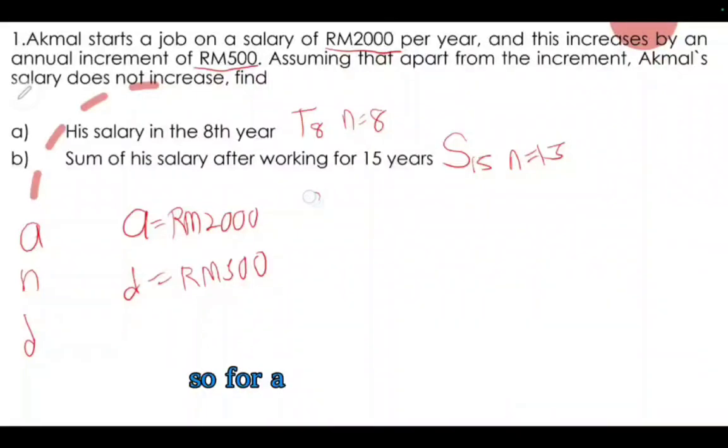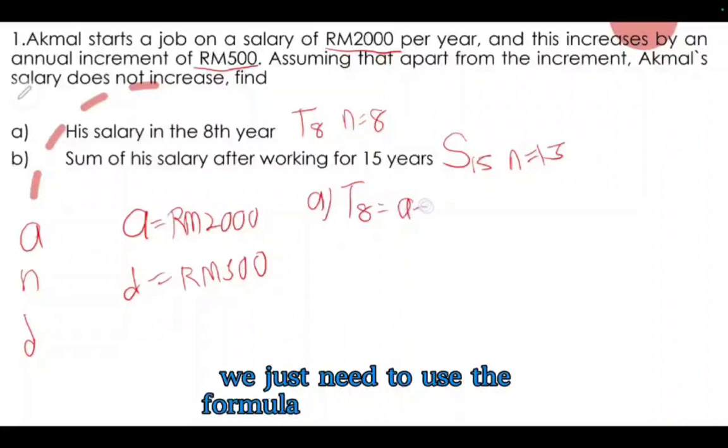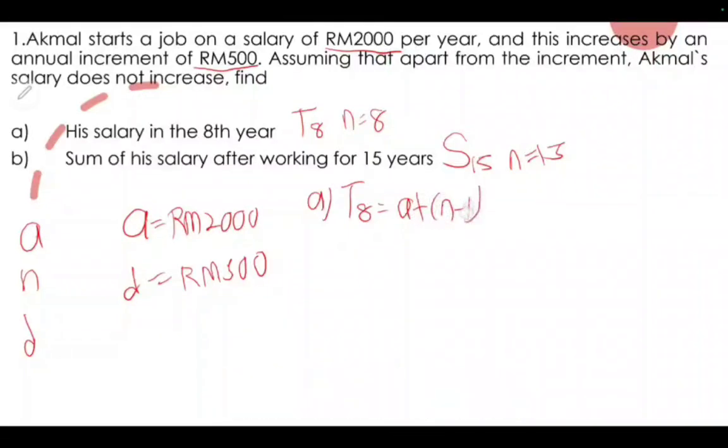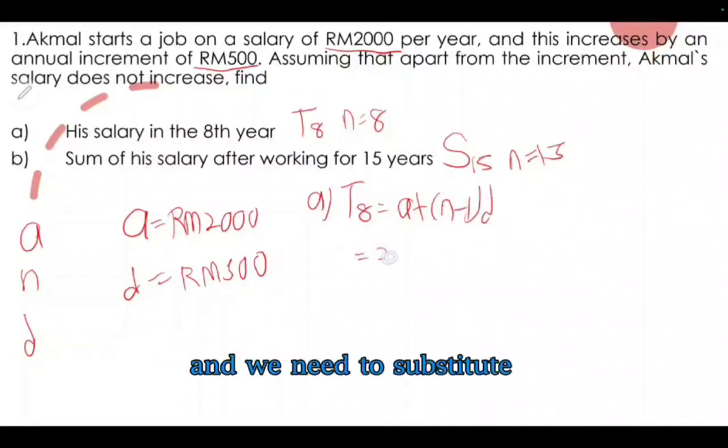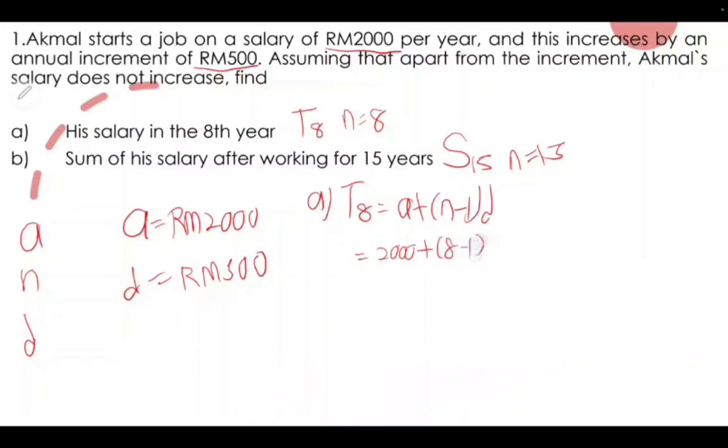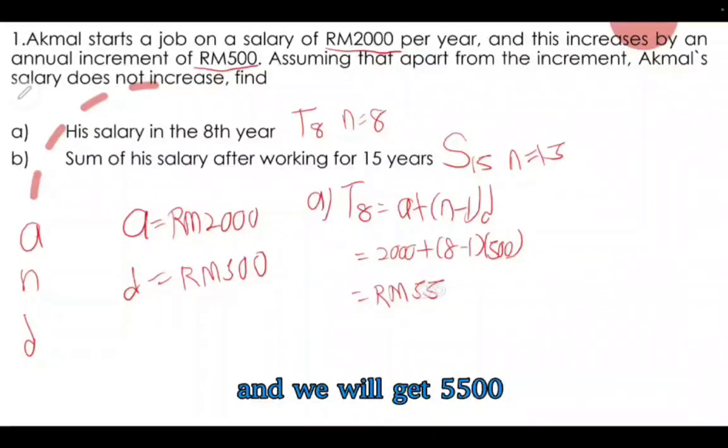So for A, we need to find T8. We just need to use the formula to find the answer. And we need to substitute all of the values into this formula. And we will get 5,500.